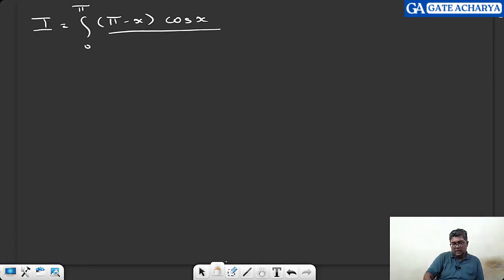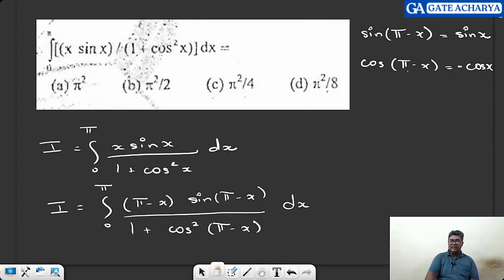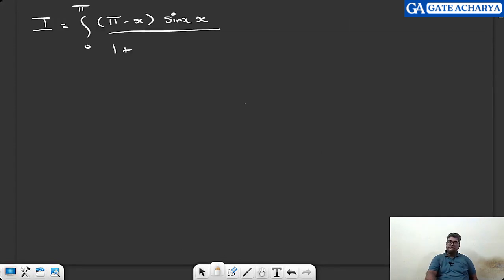Something is wrong. Not cos x, sine x only. Sine x. Now, 1 plus, when that cos x becomes minus cos x, so minus cos x is the whole square. A negative value squared is again positive itself, so you don't need to worry about it. So 1 plus, instead of writing cos x, minus of cos x, I'm writing it as cos square x.